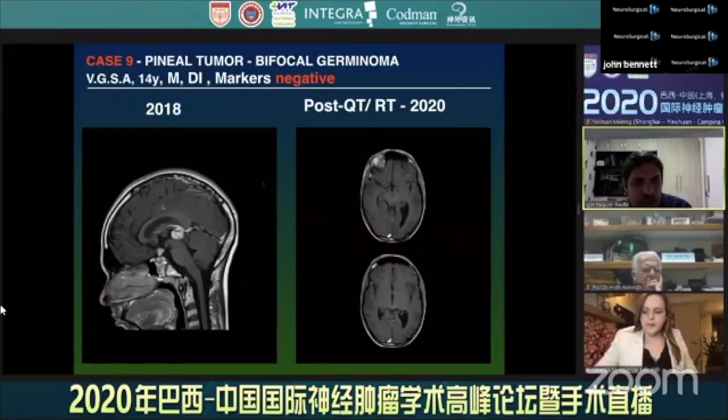And this is a bifocal germinoma. So here it's a 14-year-old male with diabetes insipidus and negative markers. So if you have negative markers, you might think we need to do a biopsy. No, in these cases with a bifocal lesion, there is no need for biopsy. Straightforward for chemo and radio, and here is the result.